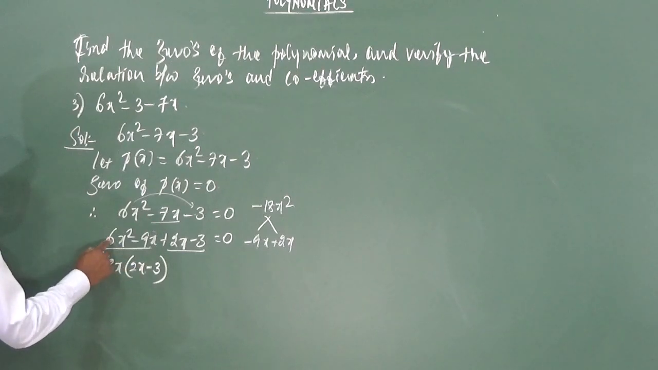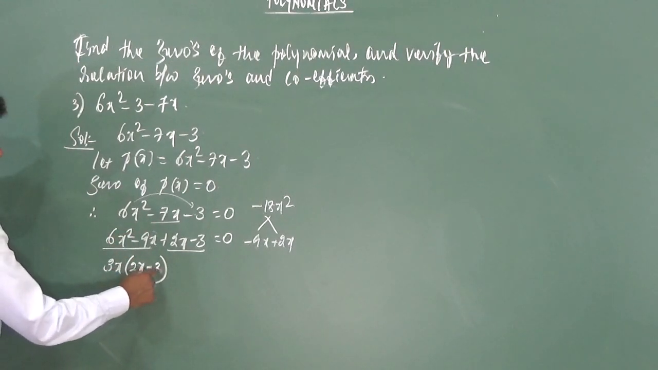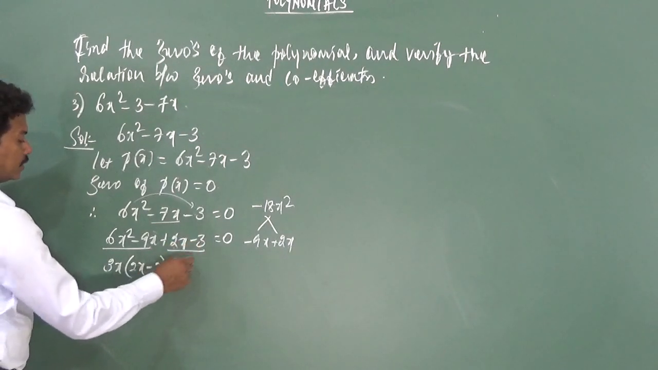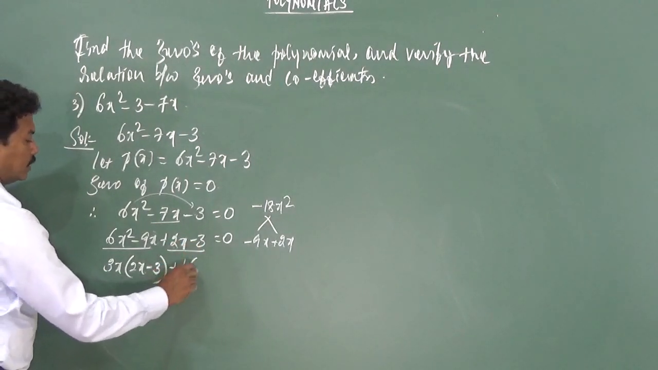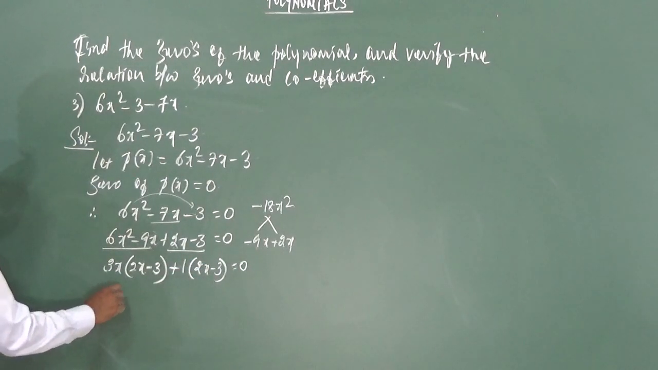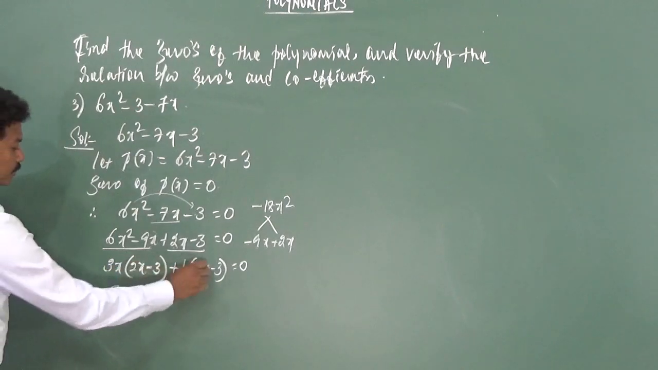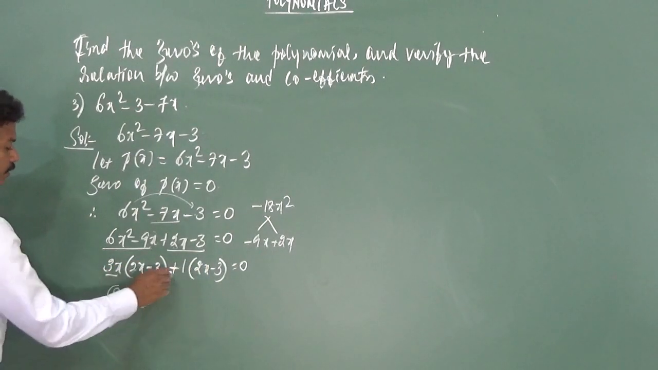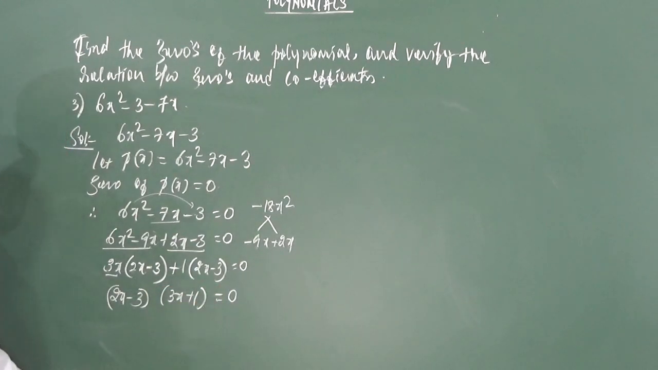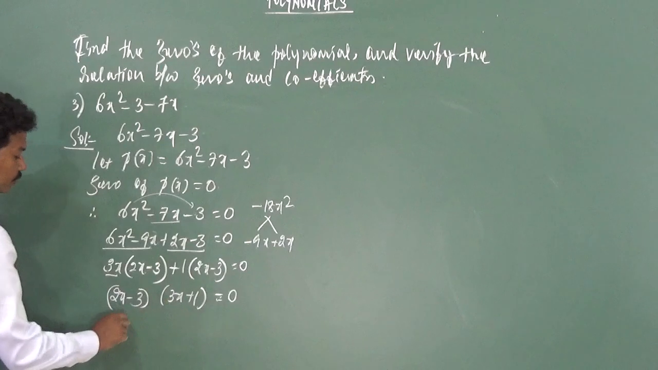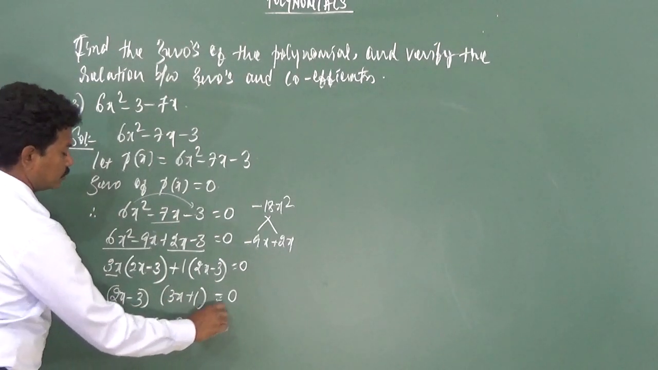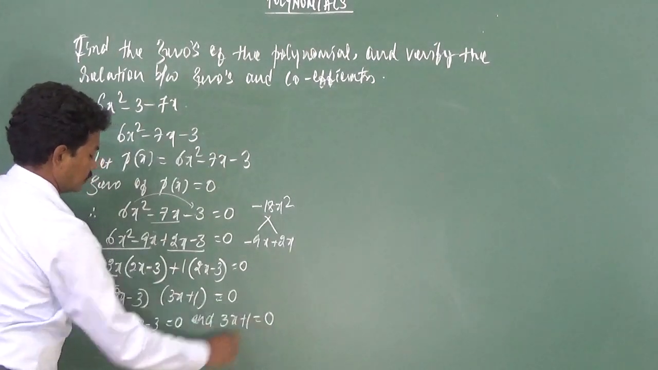3x into 2x is 6x square. 3x into minus 3 is minus 9x. Plus, we don't have any common factor to take here, so you can take 1, that is 2x minus 3 is equal to 0. So if you take 2x minus 3 as common from these two terms, you are left with 3x plus 1. 3x plus 1 is equal to 0. So this into this is equal to 0. Therefore, 2x minus 3 is equal to 0 and 3x plus 1 is equal to 0.